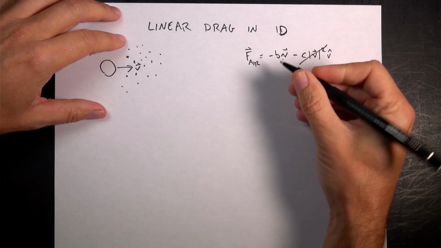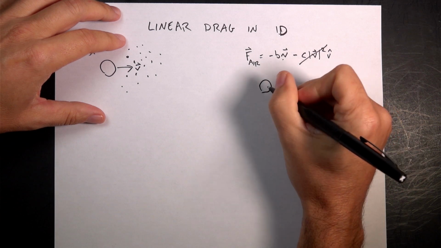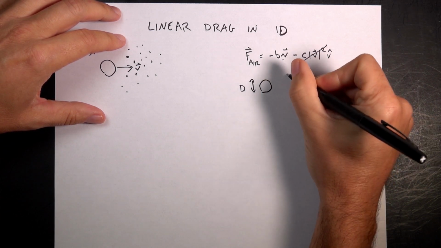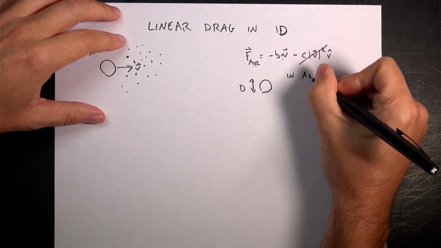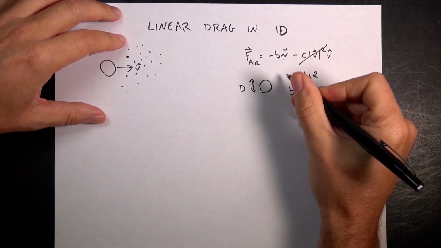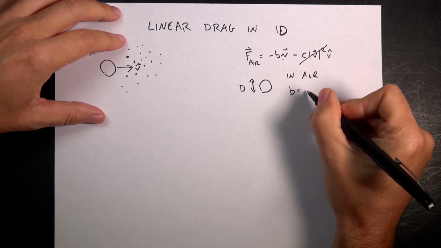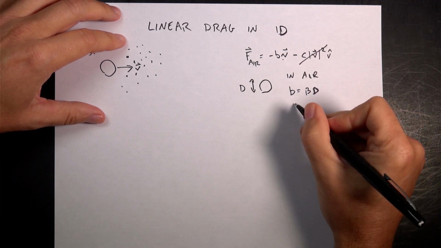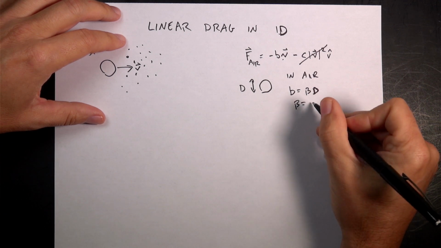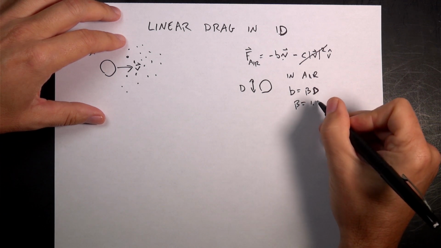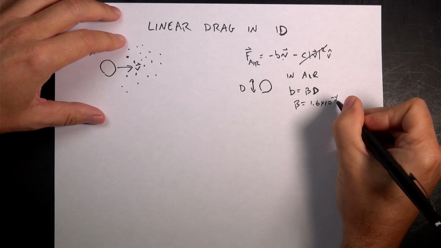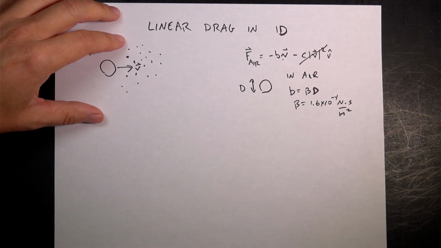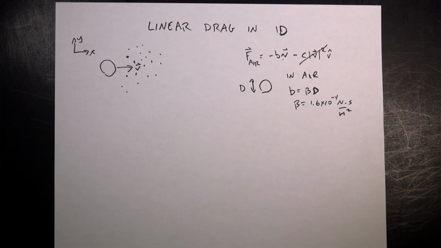And so with a sphere of diameter d in air, then we can say b, this parameter, is equal to beta times d. That's a d, that's not a b. Where beta for air is going to be equal to 1.6 times 10 to the negative 4th Newton seconds per meter squared. Which doesn't really matter right now, but we're going to use that. We're going to do some numbers later.